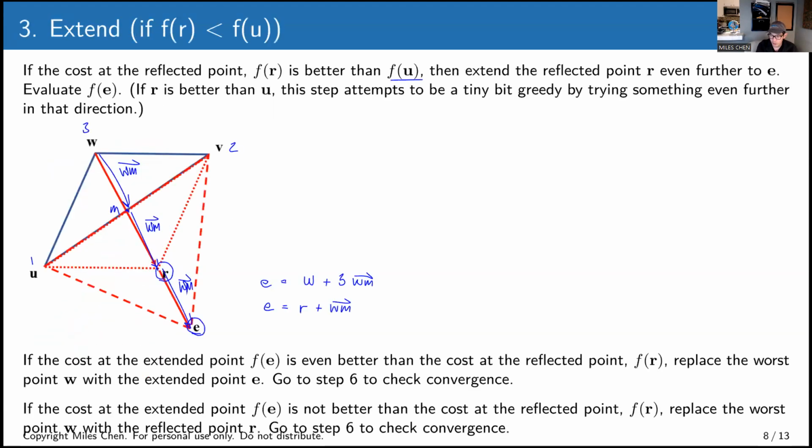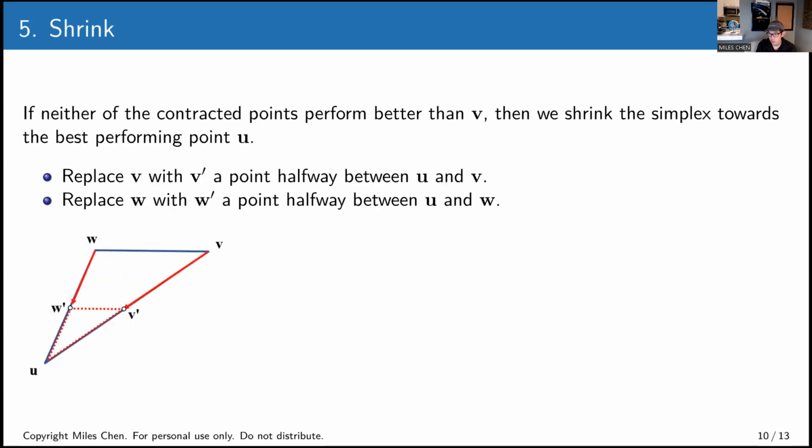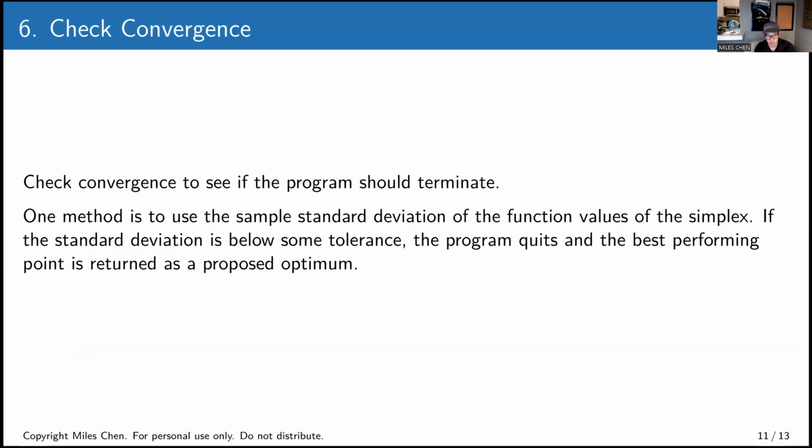Okay. And then if none of those do any better, so you tried the reflection, it doesn't work better, you try the contractions, they don't work better, then we are going to just shrink the entire simplex towards U. U is the best performing point, and we say, you know what? We tried all of these things, none of those got better. So what we'll do is we will just shrink the simplex towards U, and so we'll go from W to W prime. W prime is a point halfway between U and W, and then we'll replace V with V prime, where V prime is a point halfway between U and V. And that's that.